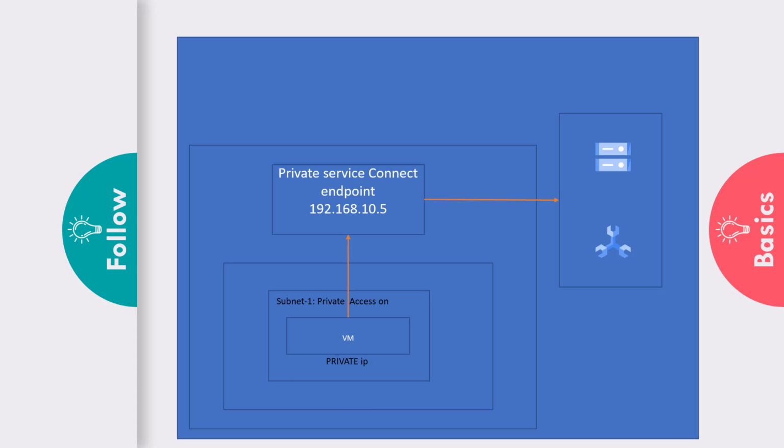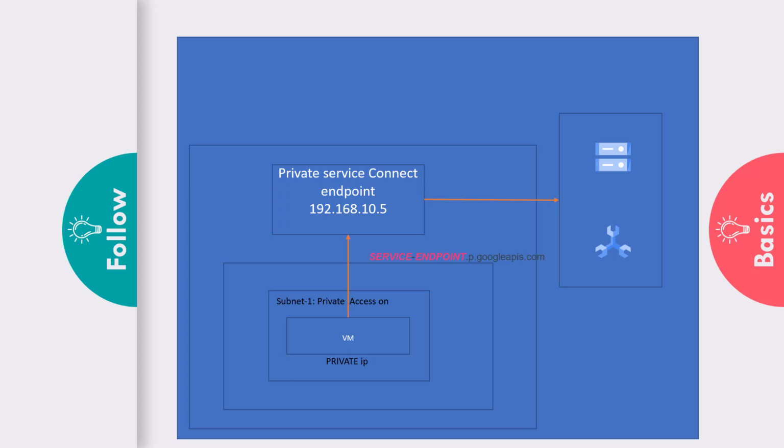One way of doing it is you can create something called a Private Service Connect endpoint, which has its own IP address. Using a private DNS zone, you can link this IP address to a URL and use that URL to connect to Cloud Storage internally without going through the internet.